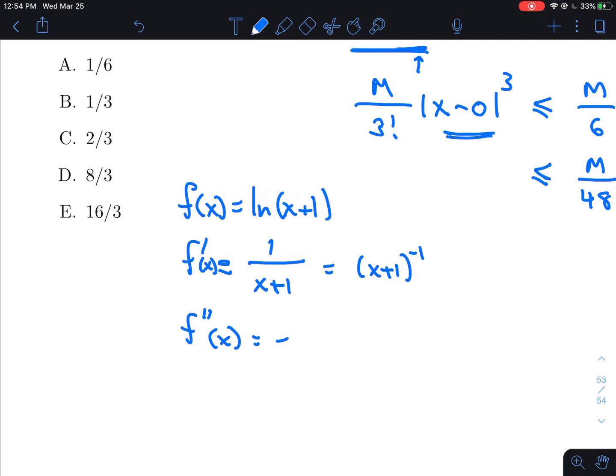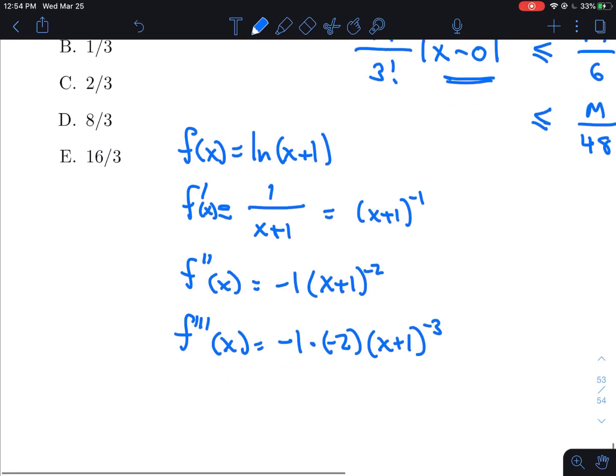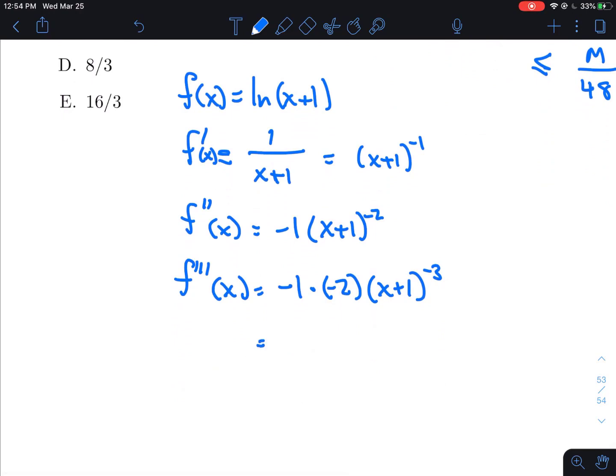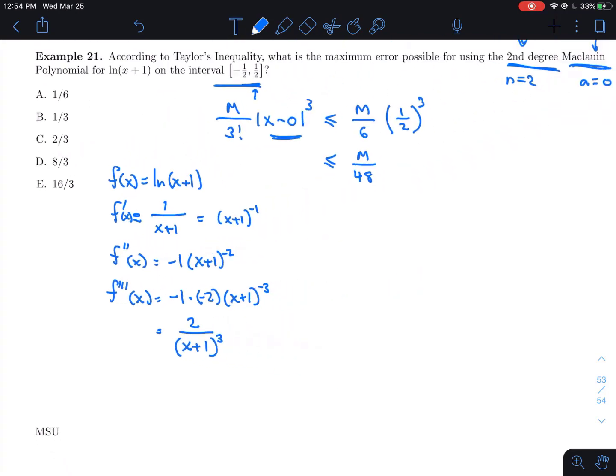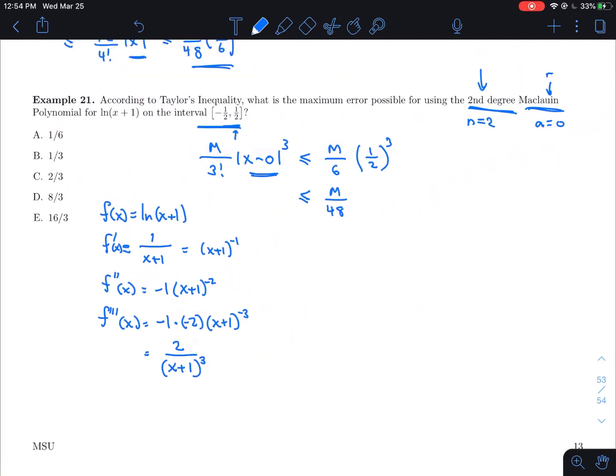So if I take a second derivative, the negative 1 is going to come down. We reduce our power by 1, and then we multiply by the derivative of the inside, which happens to be 1. Okay. And then finally, our third derivative. And this is where we get to stop. Well, the negative 1's along for the ride. When I take the derivative of this, a negative 2 comes down, and I get to reduce my power by 1. So I get x plus 1 raised to the negative third power. Let's go ahead and simplify this down a little bit. We're going to have 2 divided by x plus 1 quantity cubed. So this is our third derivative, and remember we're very interested in that for calculating our m value.